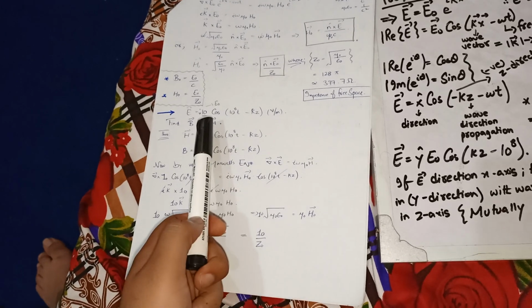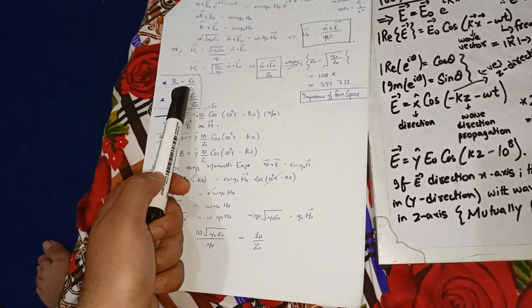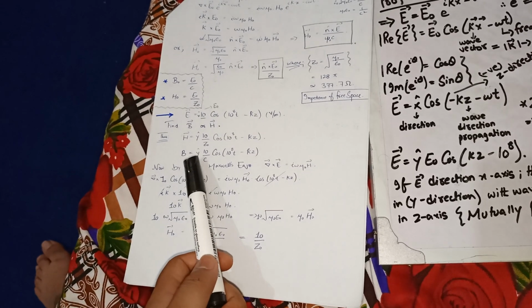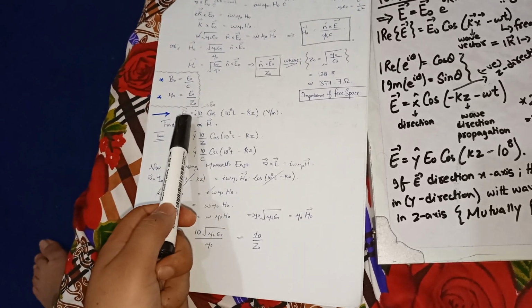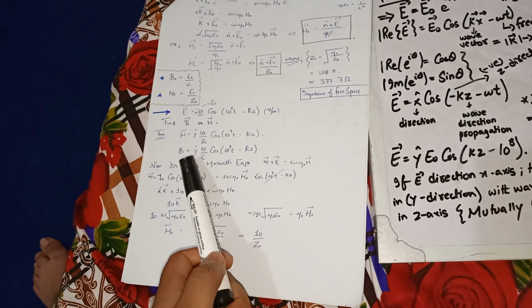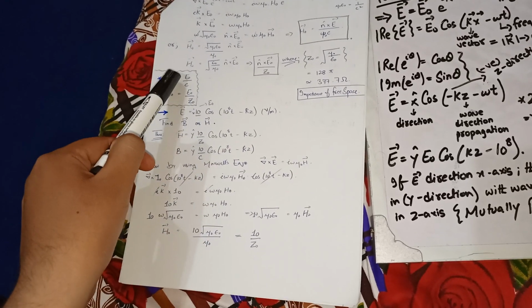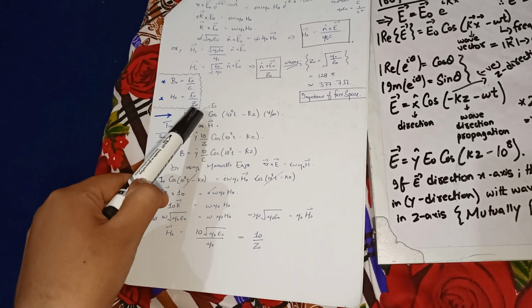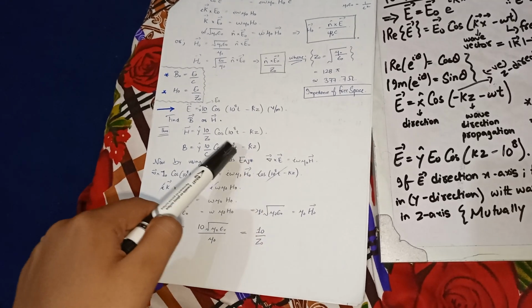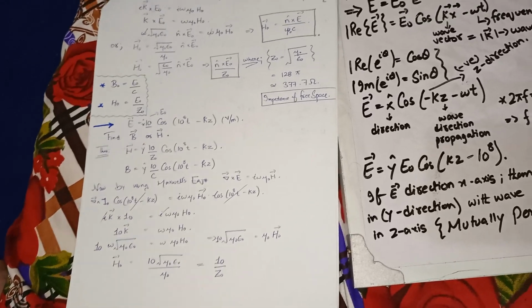Similarly, if you want to find B, you know the formula, which is E naught divided by C. Again the magnetic field is in the y direction, because your electric field is in the x direction and your wave vector is in the z direction, so B must be in the y direction. E naught, the amplitude, is given as 10 divided by C, and all other aspects are the same. So this is how you can find the electric and magnetic fields.